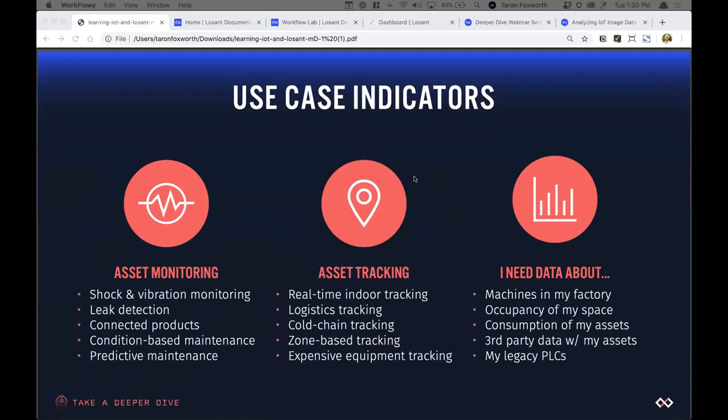Asset tracking. Well, what are you tracking? We talked about not only do you have that asset, but the asset may be, say, an expensive piece of equipment that has entire use cases around there. Or we mentioned the example of cold chain monitoring, where this asset is a truck, and this truck may have other sensors on it, like a temperature sensor. And then the last one, this is my favorite, I need data about. I think IoT has found its home with data. So anywhere where there's, okay, here's something within your environment and we can grab data off of it, there's some value to be learned there.